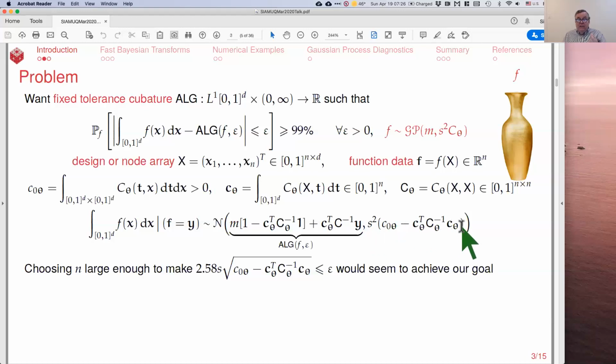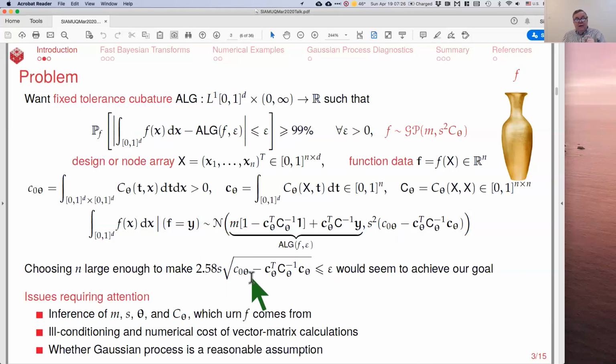And so what we want to do is make 2.58 times the standard deviation of this, or the width of the credible interval, no bigger than epsilon, make n large enough so that this happens, and then we would seem to be done. Now there's a little more involved in that because we need to choose the m, the s, the theta. So for example, maybe this is our error. We don't know until we sample the function.